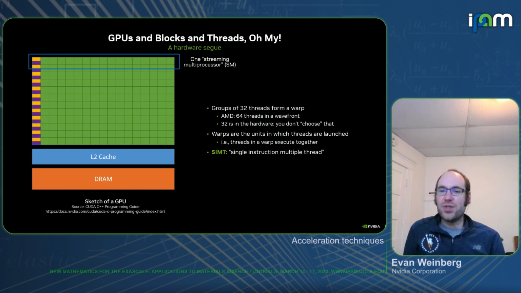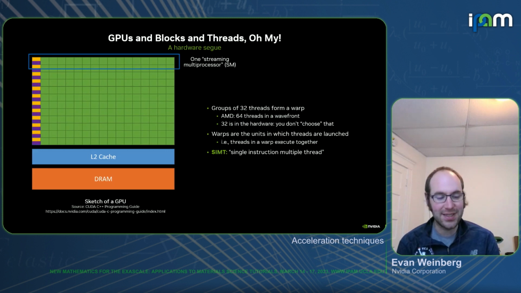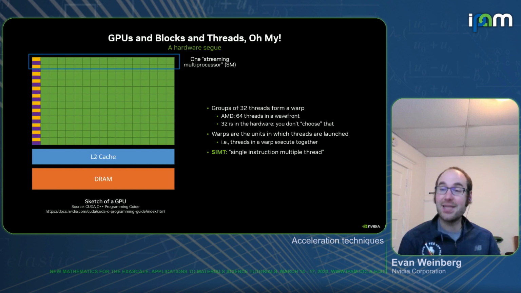Warps are the units in which threads are launched. So all threads in a warp, in principle, execute together and simultaneously in one GPU cycle. And the idea here is called SIMT, or single instruction multiple thread.